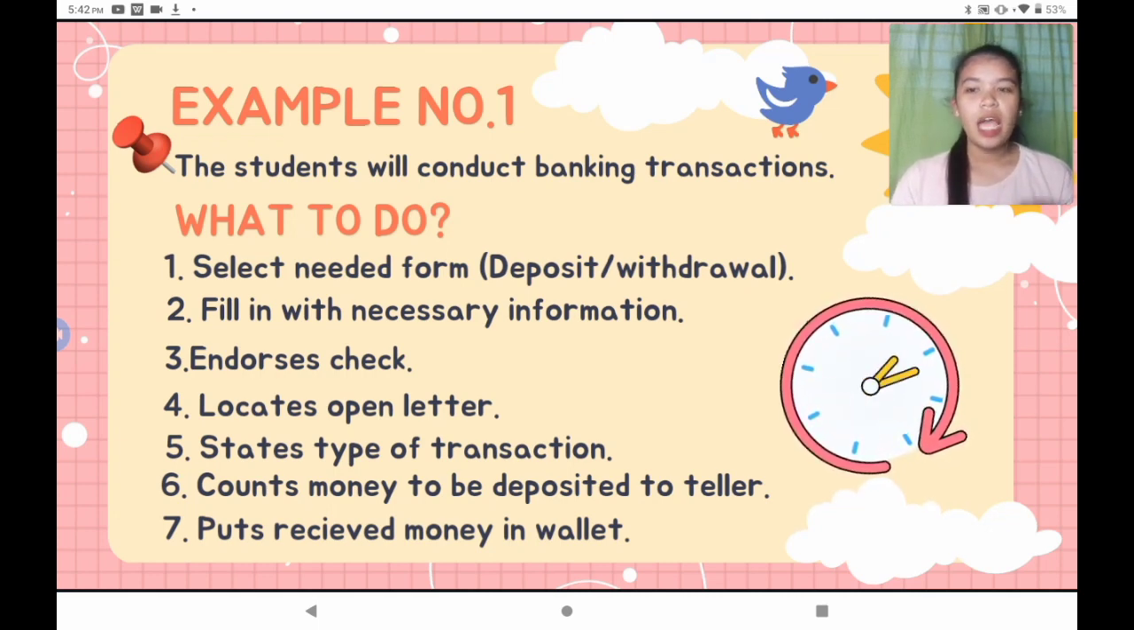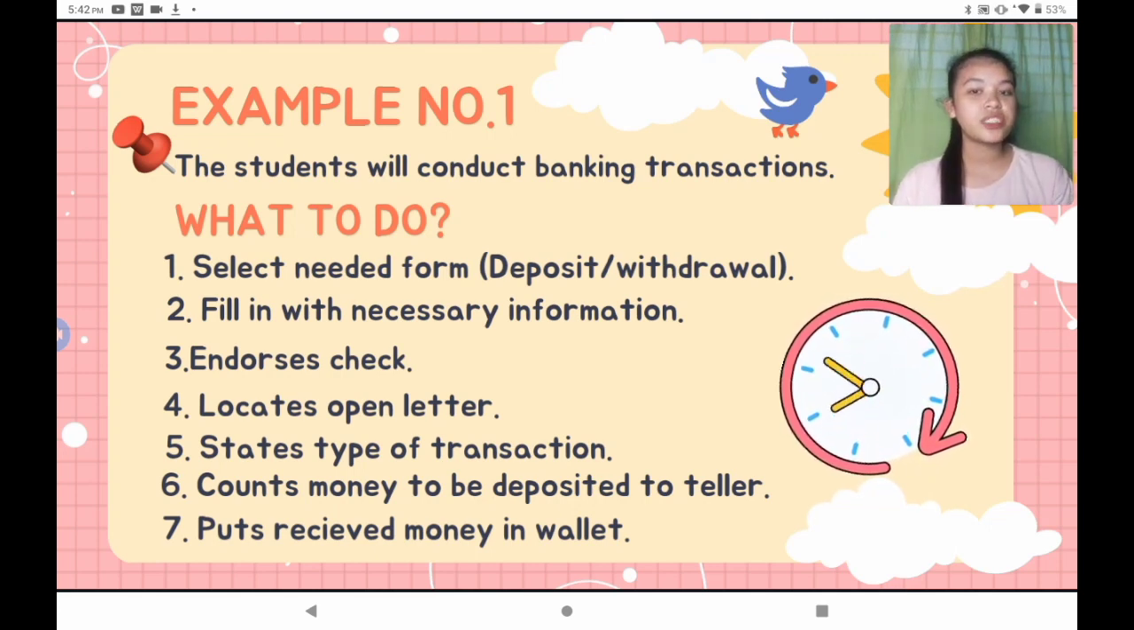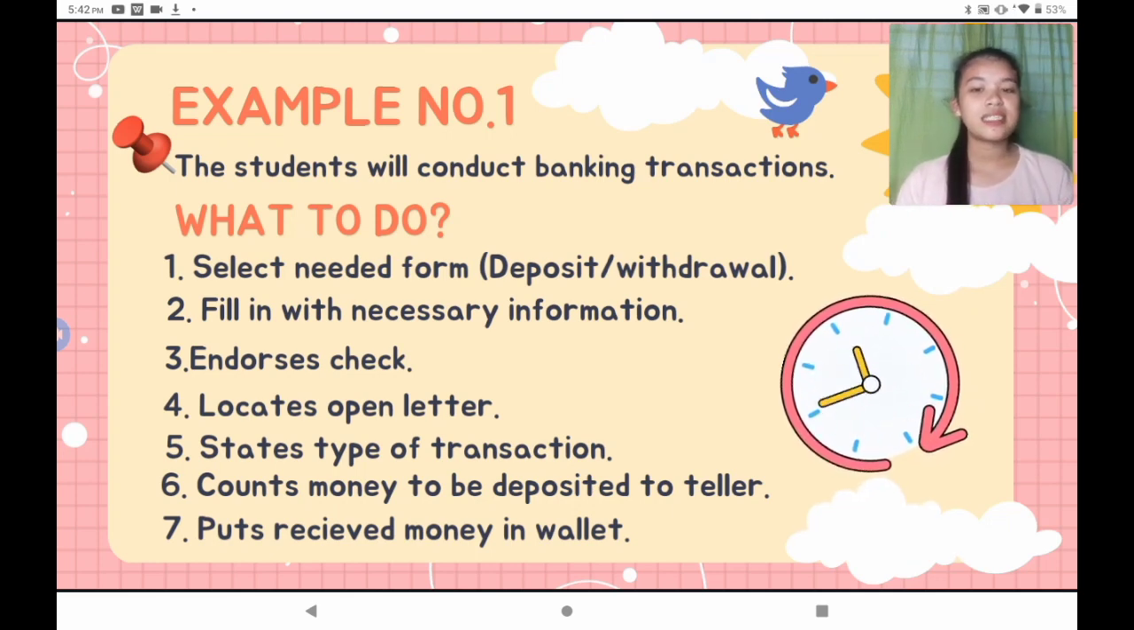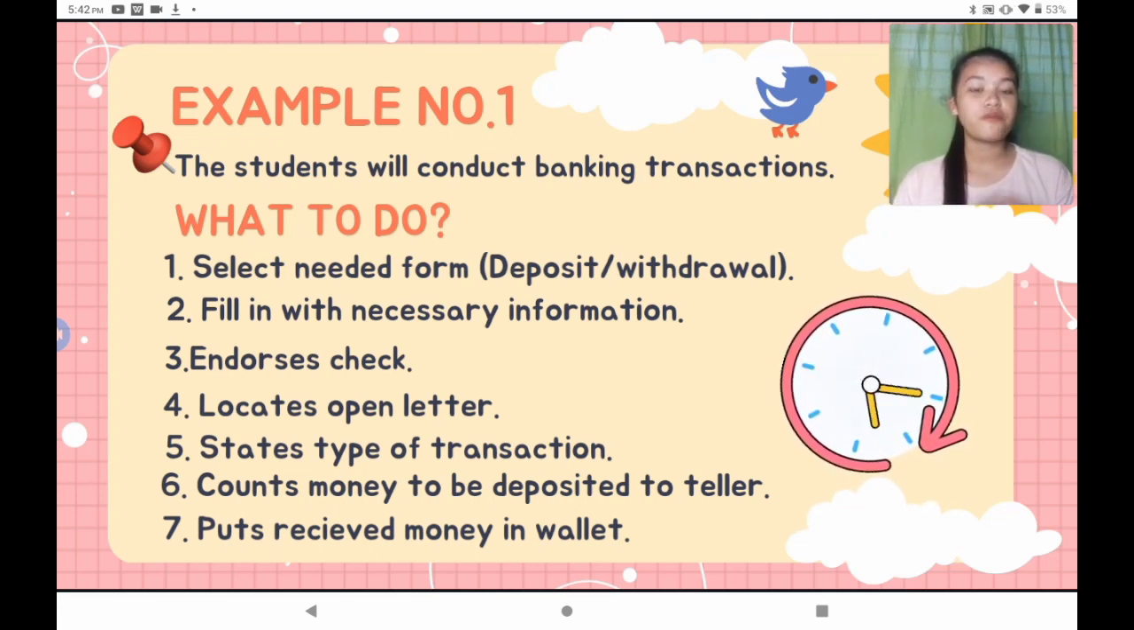In order for students to achieve and attain the given standard, the first thing to do is select the needed form, which is to choose whether deposit or withdrawal. Then next is fill in the necessary information. Third is endorses check. Fourth is locates open teller. Fifth is states type of transaction. Sixth is counts money to deposit to teller. Seventh is puts received money in wallet. So those are the 7 characteristics in making a successful completion of the task.